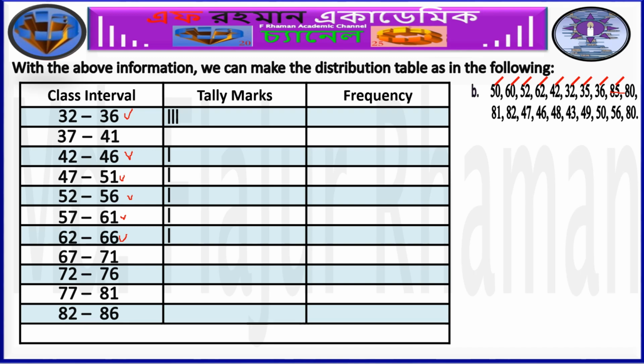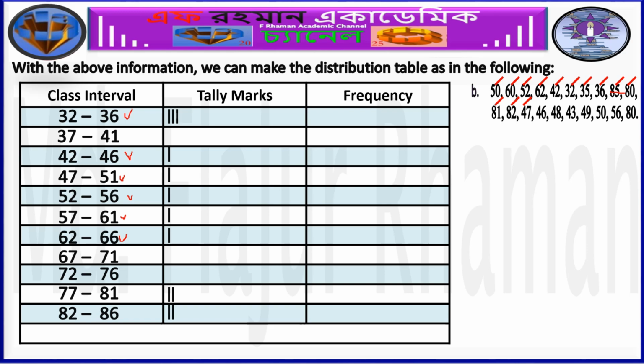85 is in the class interval 82 to 86. That's why a tally mark is drawn here. 80 is in the class interval 77 to 81. That's why a tally mark is drawn here. 81 is in the class interval 77 to 81. That's why another tally mark is drawn here. 82 is in the class interval 82 to 86. That's why another tally mark is drawn here.